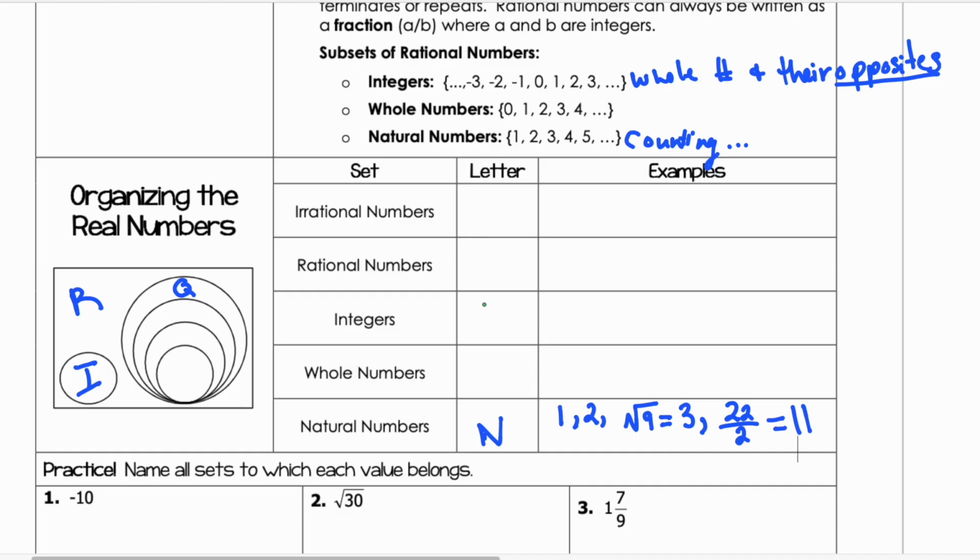Whole numbers, let me get a different color. The symbol for whole numbers is simple. It's just W, just like the word whole. And when we have whole numbers, we include our 0. And it's all of these included as well. So we have 1, 2, 3, and so on and so on. You could even have a fraction like this, 20 over 4, and that reduces to 5. So that is a whole number.